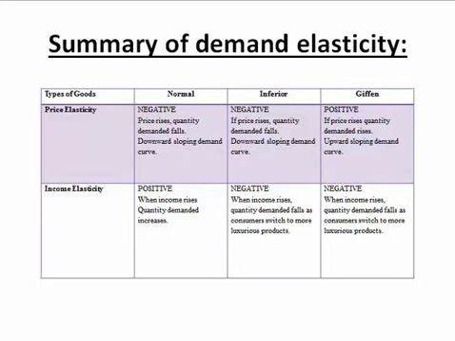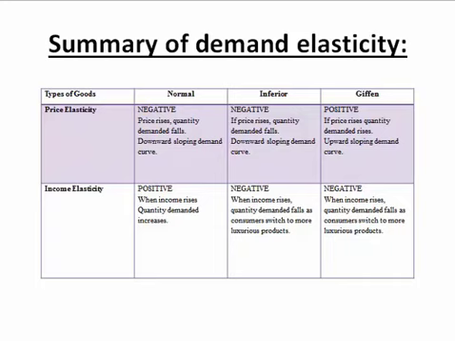Price elasticity and income elasticity. With a normal good, price elasticity is negative. Price rises, quantity falls, downward sloping demand curve. Income elasticity is positive. When income rises, quantity demanded increases. For an inferior good, price elasticity is negative. Price rises, quantity demanded falls, downward sloping demand curve, and income elasticity is negative because of the substitution effects and income effects, as discussed earlier, causing demand to fall when income rises, because consumers switch to more luxurious products.